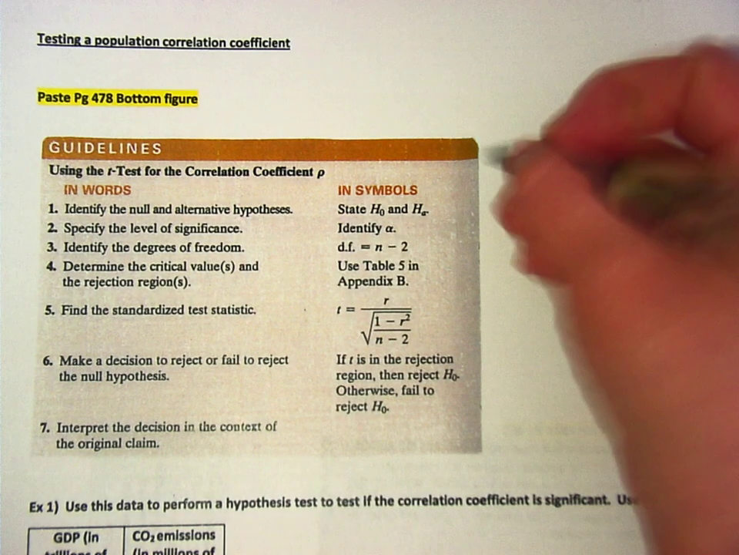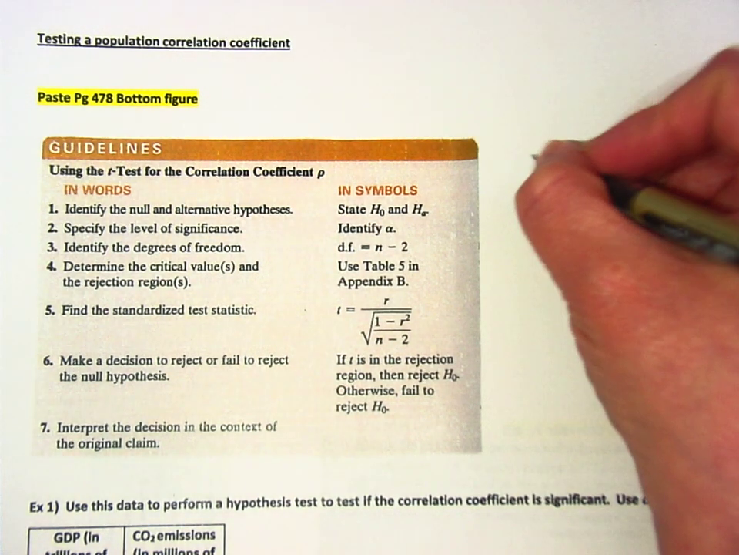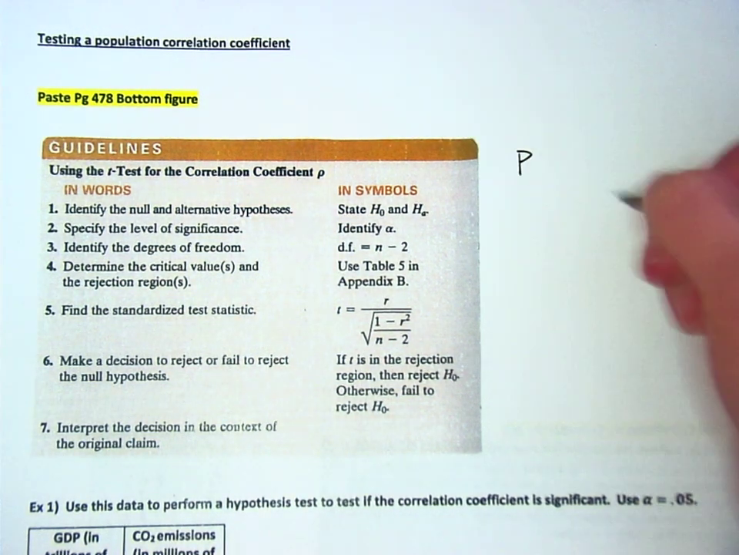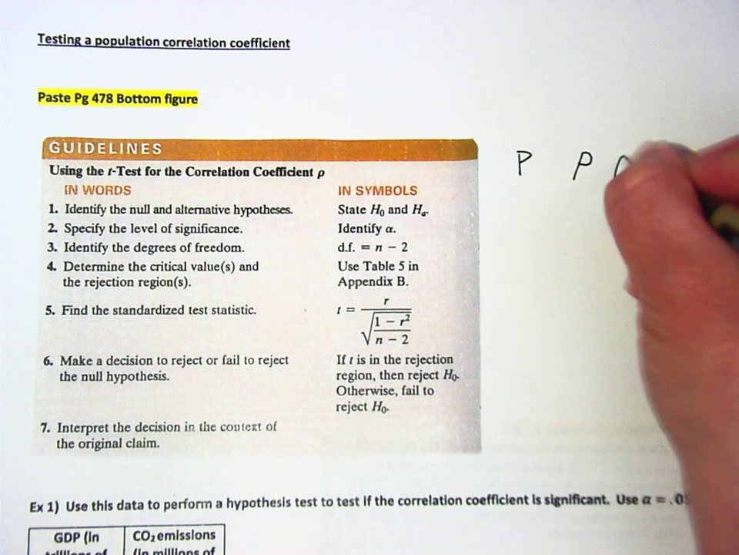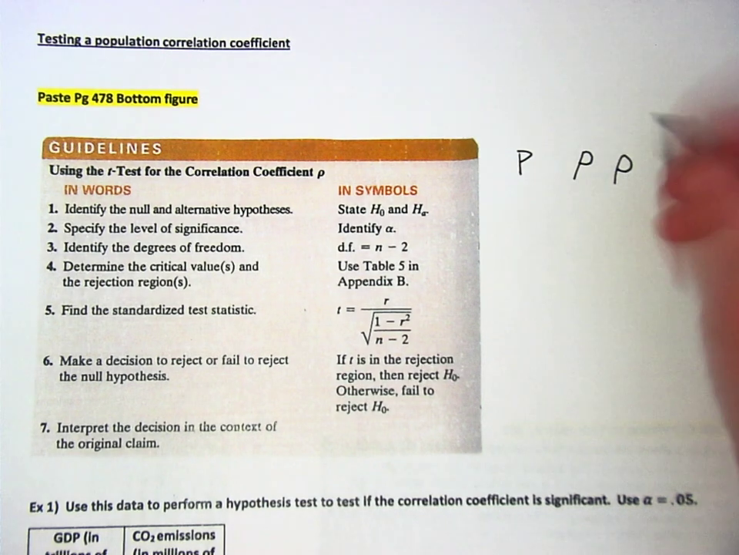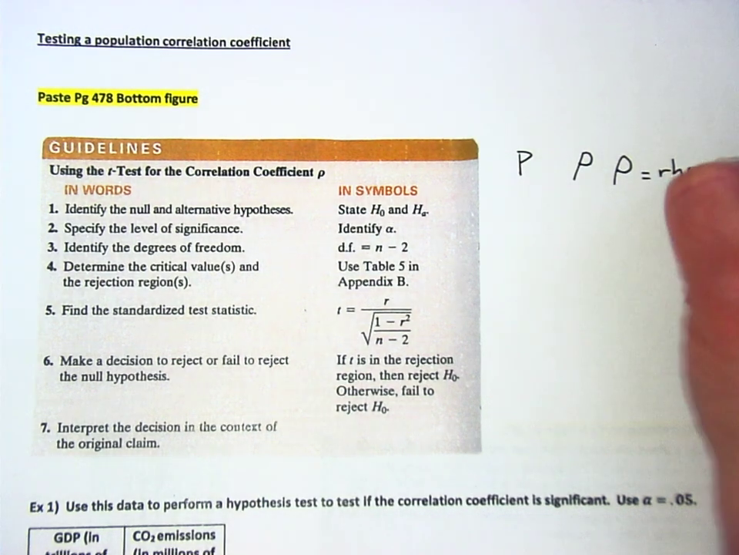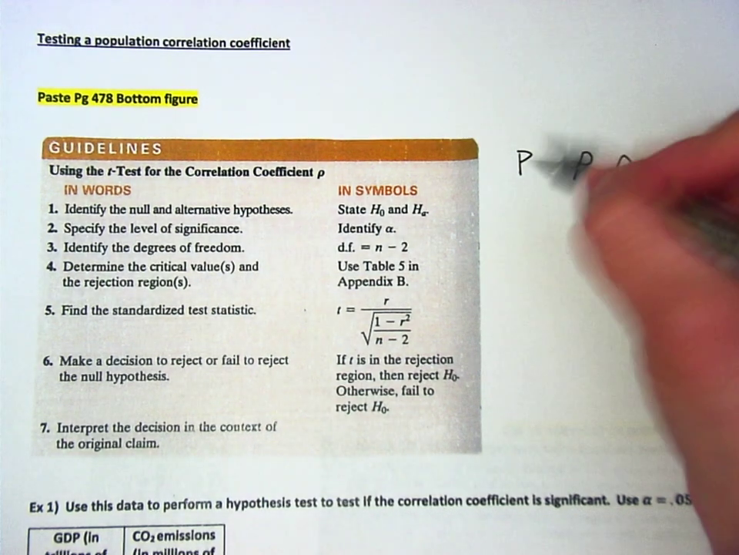So you should see it, instead of a normal P, it kind of looks like that. And this is supposed to be kind of slanted, almost a curvy kind of thing. Anyway, this is rho, RHO.